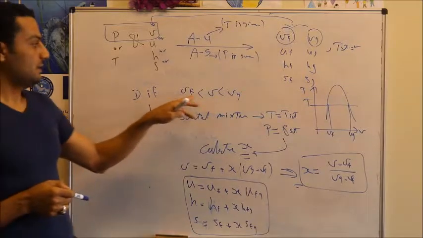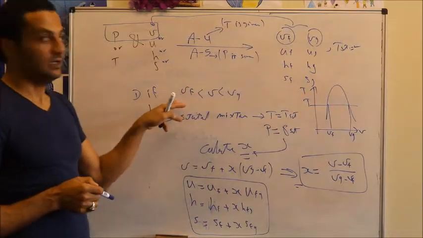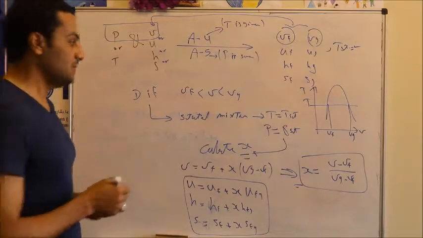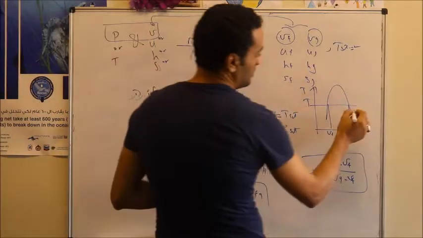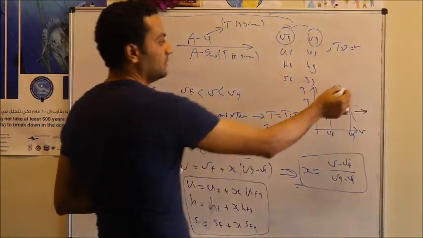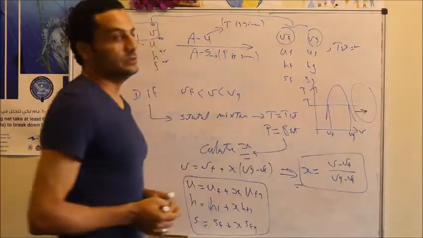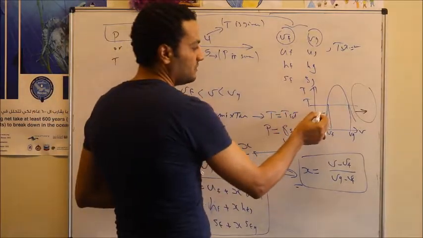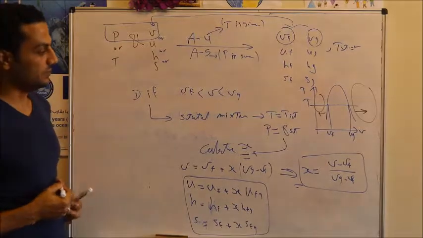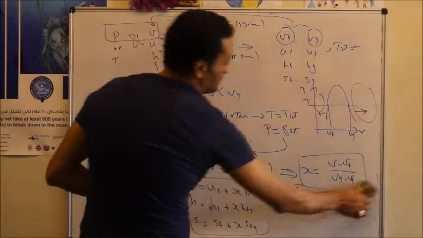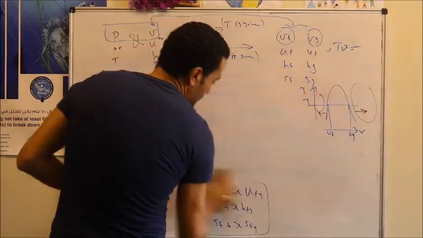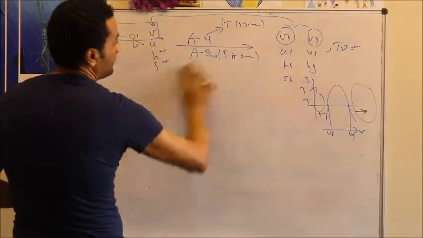If I'm checking V and I found it between V fluid and V gas, those are the procedures. But if you find this specific volume V is greater than V gas, this means we are in the superheated zone. But if V is less than V fluid, we are where? In the subcooled zone. But let's look at those zones and how we use those tables.